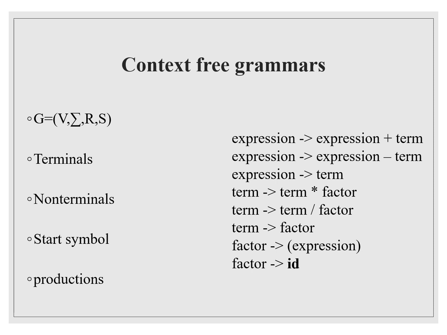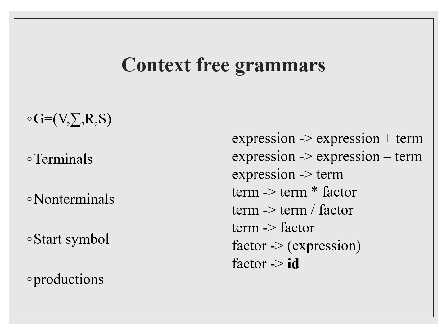G is a quadruple, that is V, sigma, R, S, where V is the alphabet which contains non-terminals and terminals. Sigma, the terminal alphabet, is a subset of V. What is R? R is a finite subset of rules. What is S here? S is the start symbol.